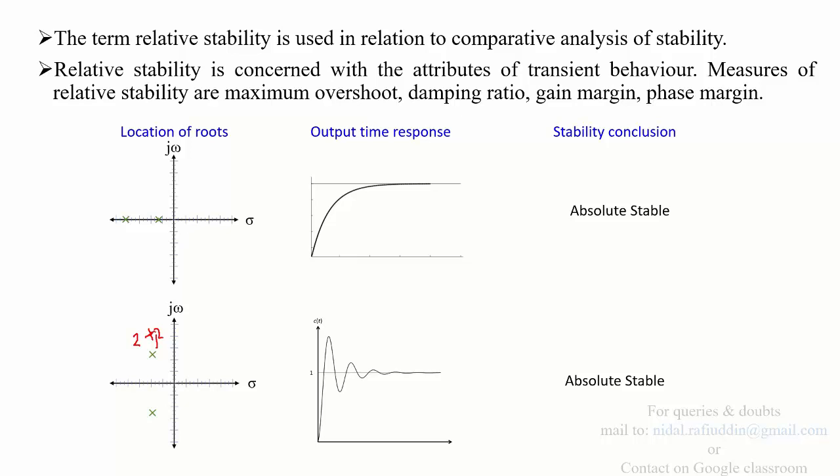So if this pole is located in the S plane at this particular location, then the other pole will have the value 2 minus j2. So complex poles always exist in conjugate form. This will always be happening in control systems.